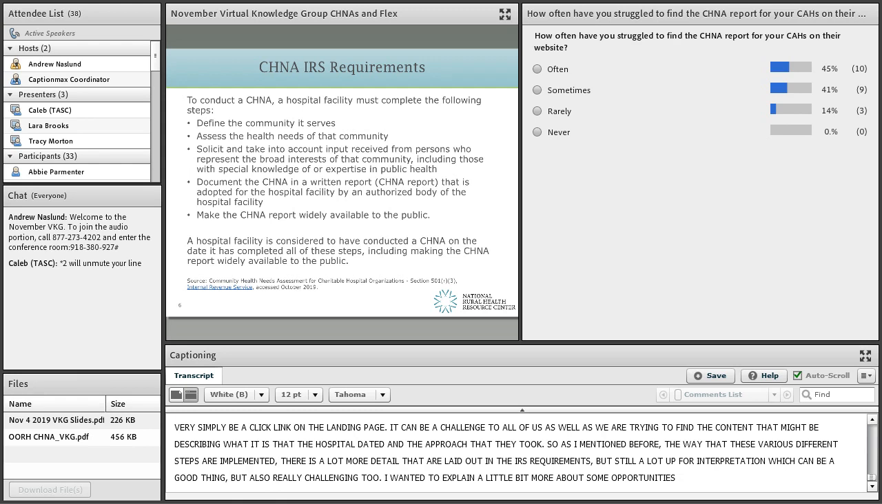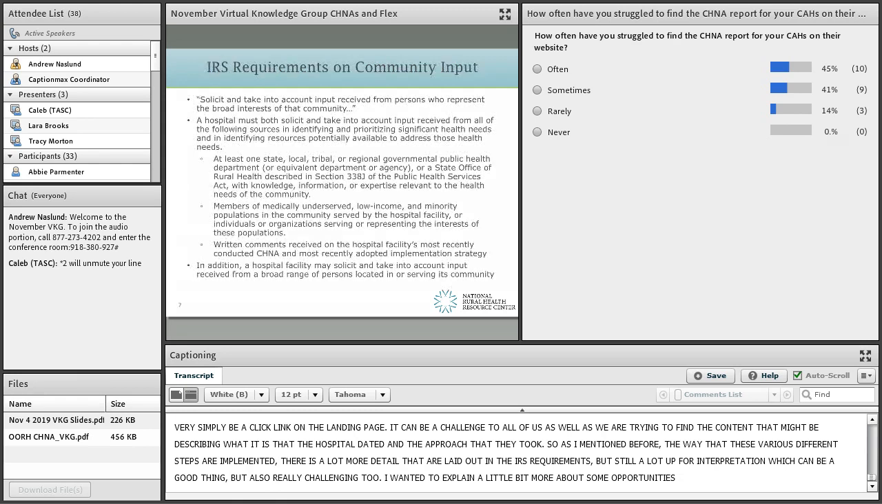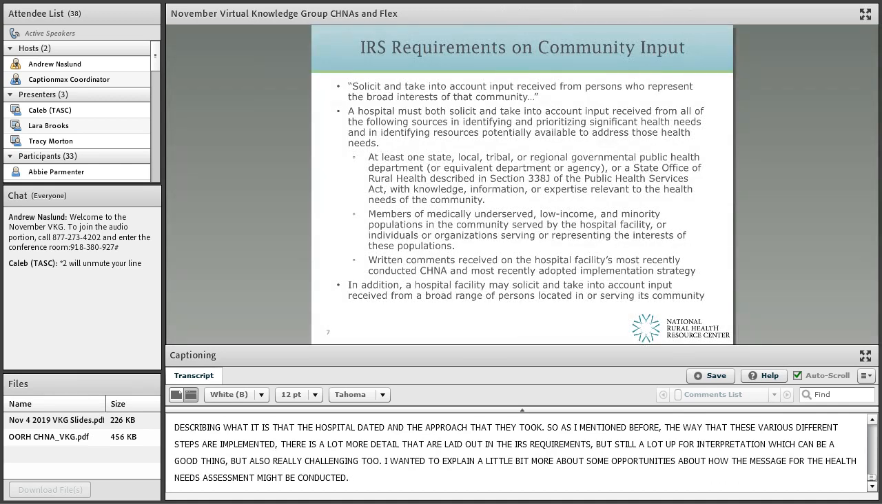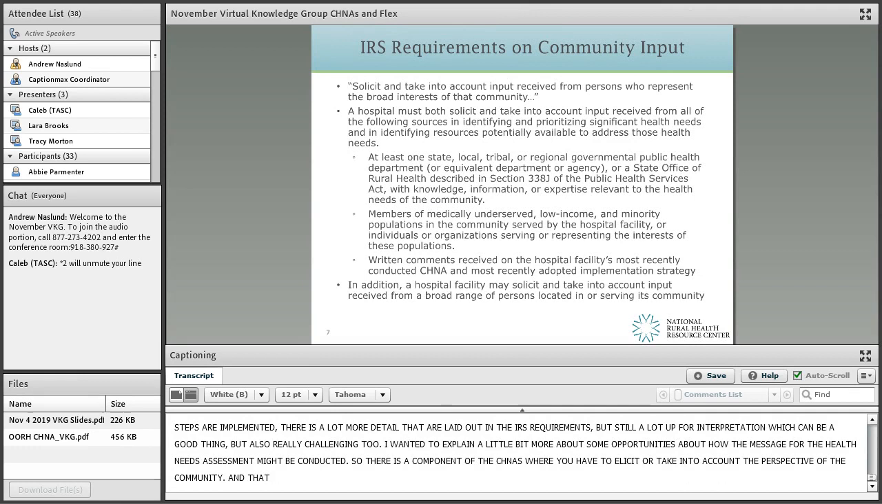So as I mentioned before, the way that these various steps are implemented, there's a lot more detail laid out in the IRS requirements, but there's still a lot of subject for interpretation, which could be a very good thing, but also can be really challenging too. So I'm going to explain a little bit more about some opportunities for how the methods for conducting the community health needs assessment might be conducted.